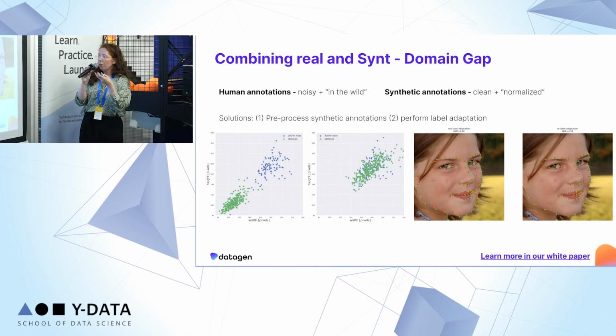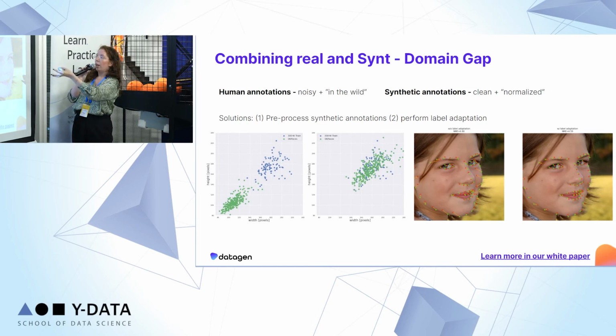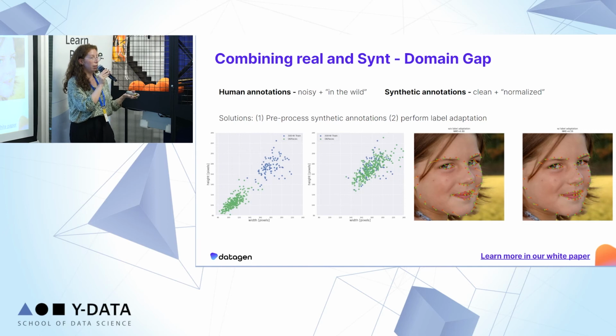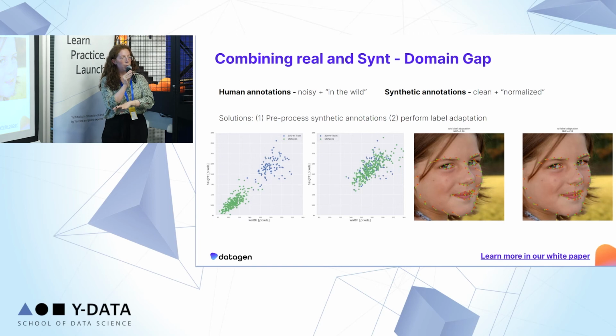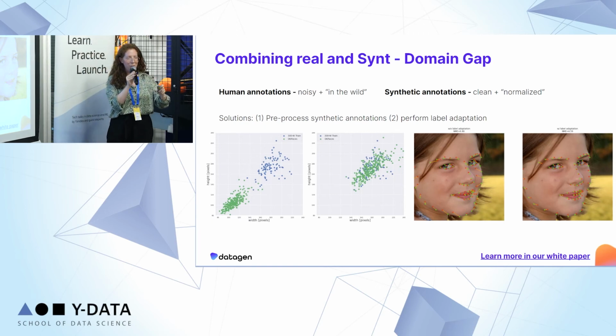I'm giving here a couple of examples of things we did. For example, matching the distribution of image size, because the image sizes in the real-world data and synthetic data didn't always match, or performing some sort of label adaptation, which means adding some noise to the perfect synthetic annotations. I don't have a lot of time, so I encourage you to read the paper, and I'll answer questions when I finish.